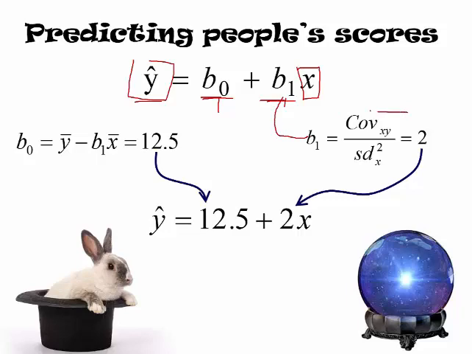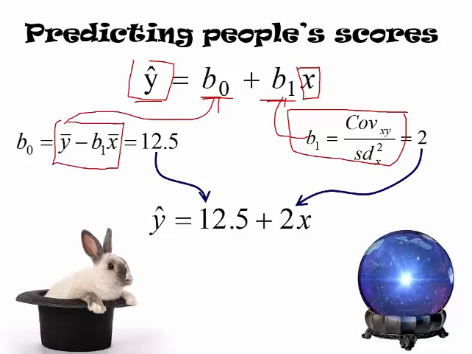So for the slope, our equation is covariance divided by the variance of x. We'll calculate our slope. And for the intercept, we take the mean of y minus the slope times the mean of x, which will give us an intercept.